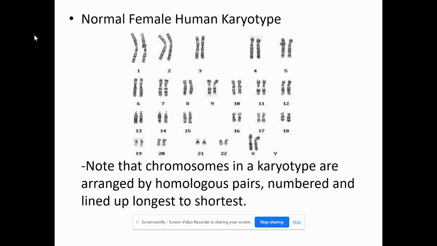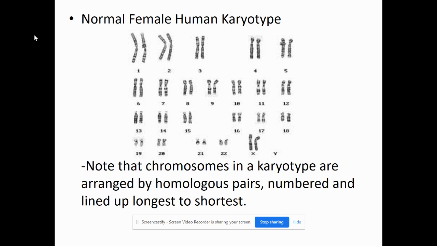This is a female that does not have any disorders of non-disjunction because, again, all 23 pairs are there. There are not too few, there are not too many, and you can see that you have 2 X chromosomes and no Y. And again, I already told you what's at the bottom of that.